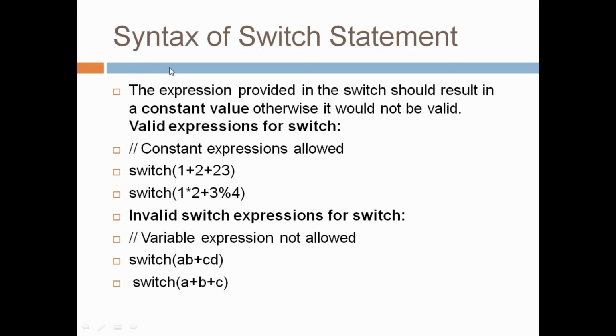Here are some valid and invalid expressions of switch, and we will see which are valid, which are invalid, and why. In a switch we can only write constant expressions. Suppose we have taken an integer a that has some value, then it can be passed as an argument in switch. But if a is not assigned any value, then we cannot write it as an argument in a switch case. Let us see some more examples.